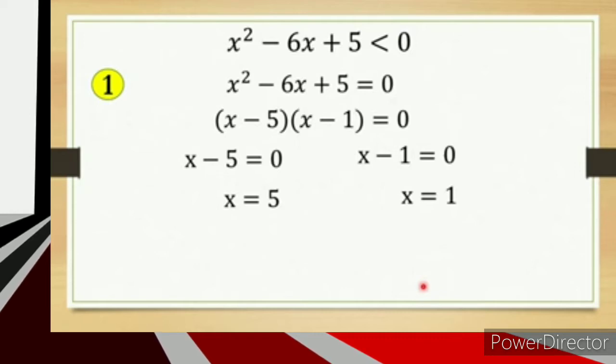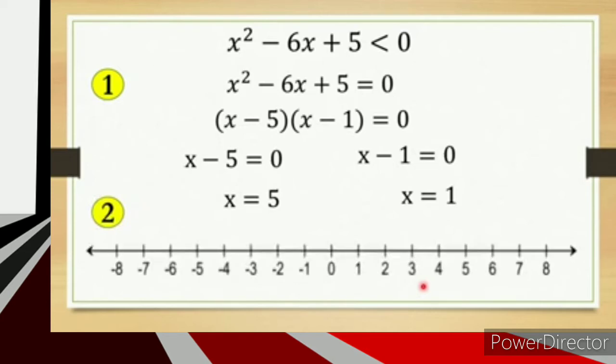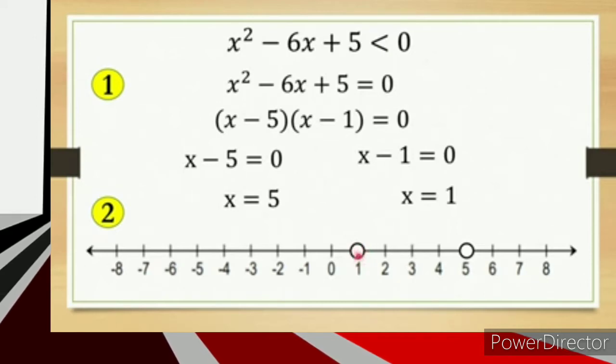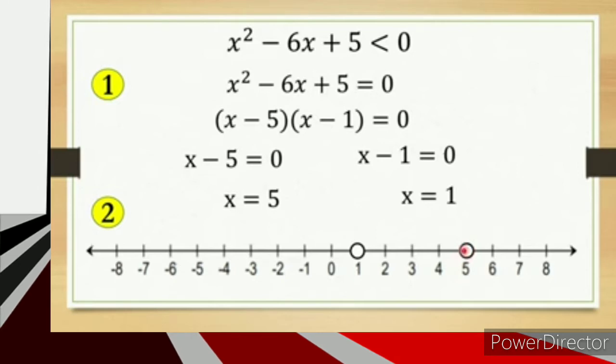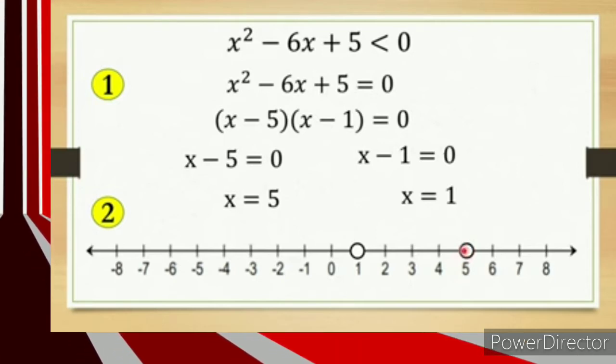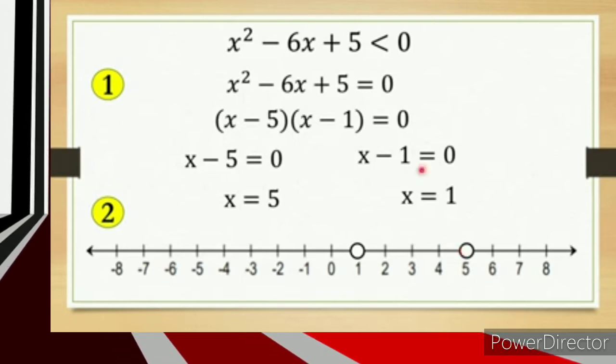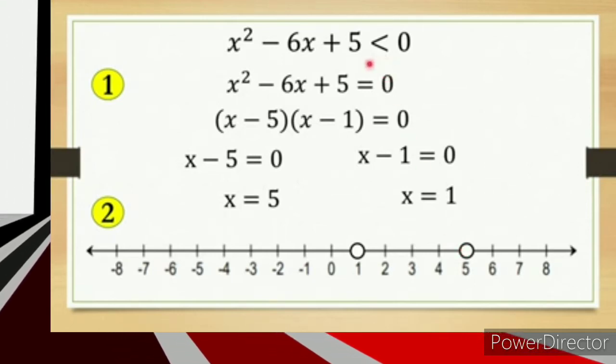Then plot the points that correspond to the roots of the equality on the number line. If it is greater than or less than symbols, it means that the point is an unshaded circle. This is to show that the point is not part of the solution set. But if the symbol is greater than or equal to or less than or equal to, it means that the point is solid or shaded, to show that the point is part of the solution set.